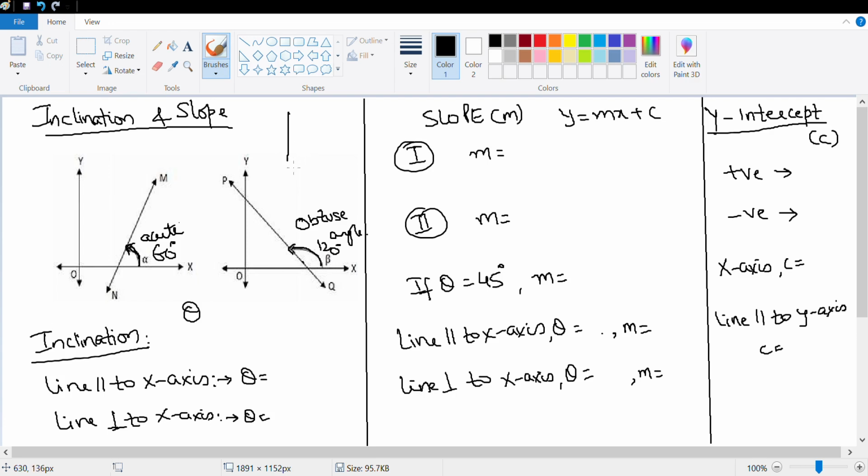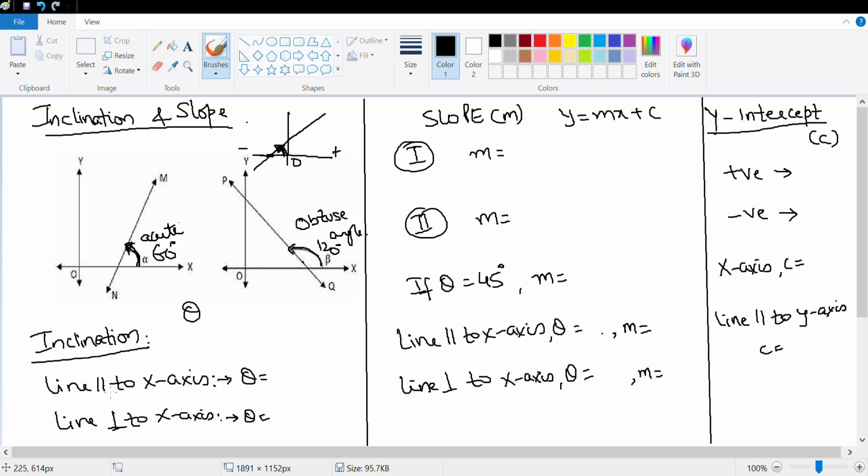So what does it mean? Let's look at one other example. In case my line was passing from, let's say here, this is 0, this is negative on the x-axis, this is positive on the x-axis. This is the angle that we are talking about, the angle which it makes on the positive side. Though this is in the negative side of the x-axis, the positive side would mean the right hand side and the anti-clockwise direction. So this angle is the inclination.